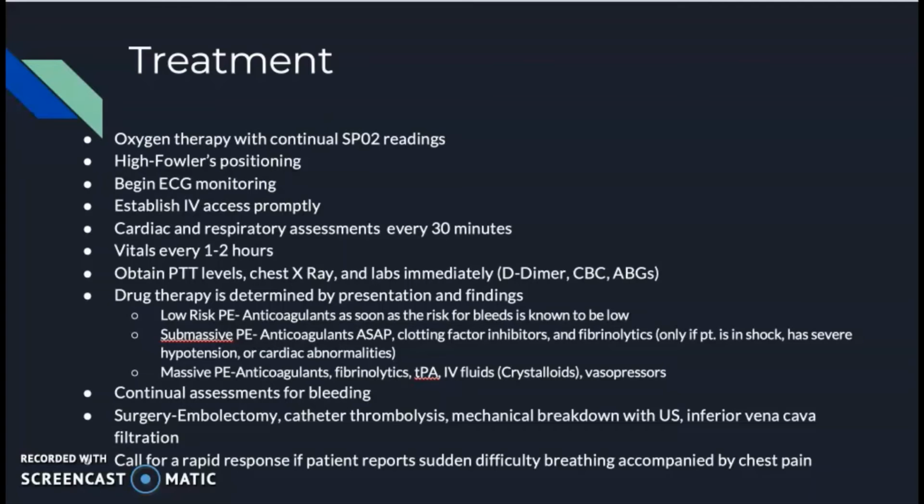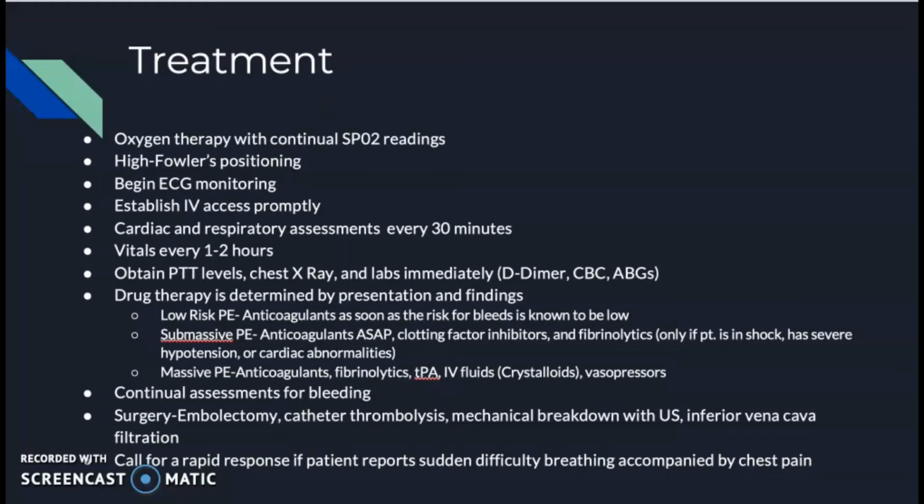So depending on what type of pulmonary embolism they have, they could get up to anticoagulants, fibrinolytics, TPA, IV fluids such as crystalloids, and if that doesn't work, vasopressors. Then after they get their drug therapy, they're going to be at risk for bleeds, so continual assessments for bleeding are part of the treatment.